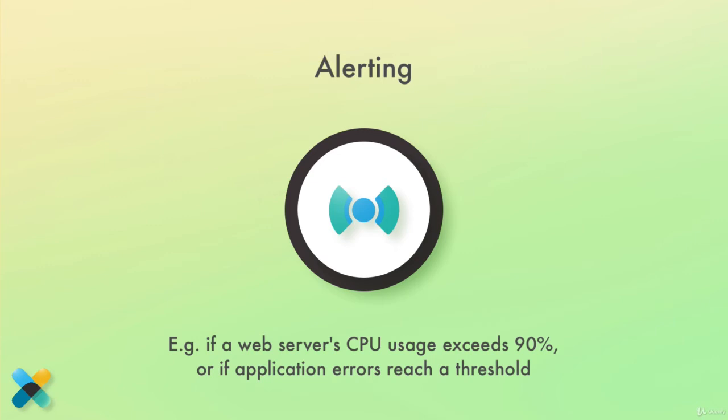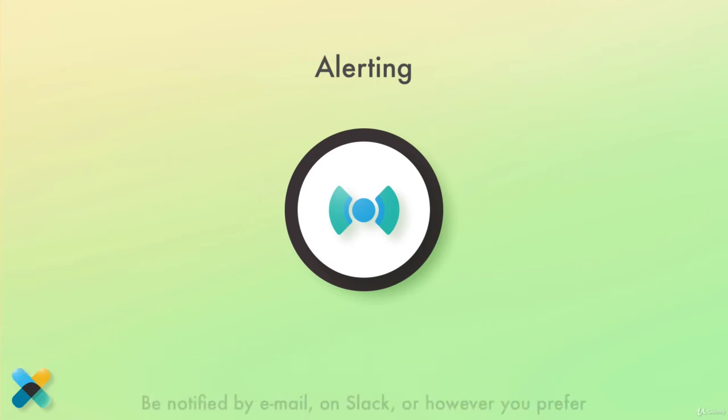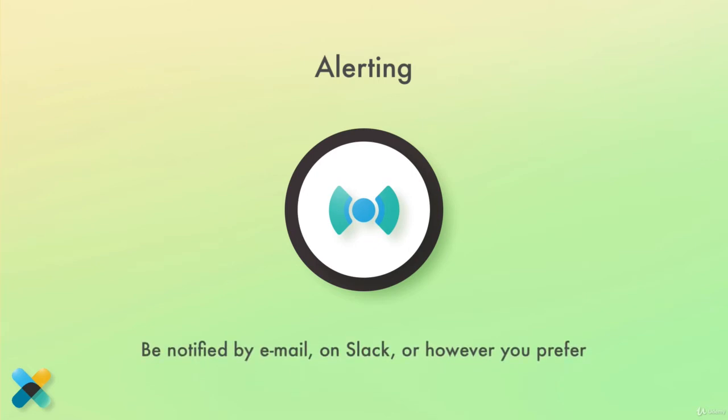Or perhaps you want to stay on top of suspicious user behavior, such as if a given user has signed in from 3 different countries within the past hour. You can then be notified by email, Slack, or others when something goes wrong.